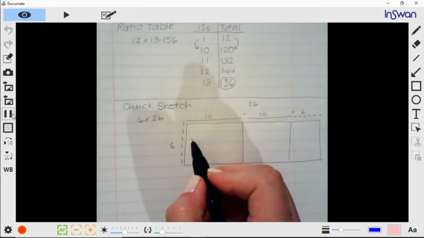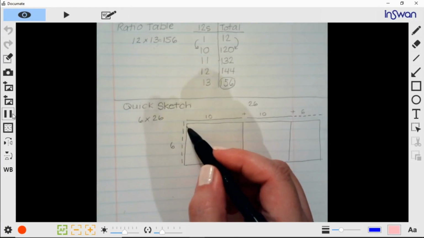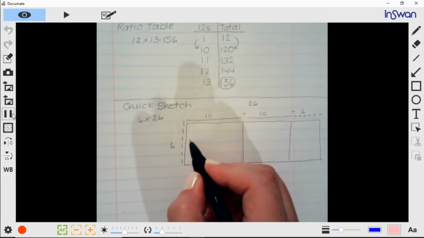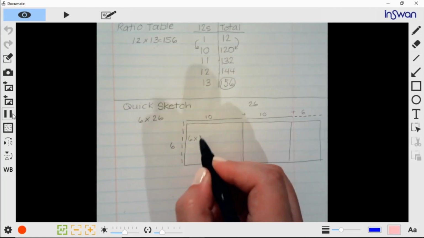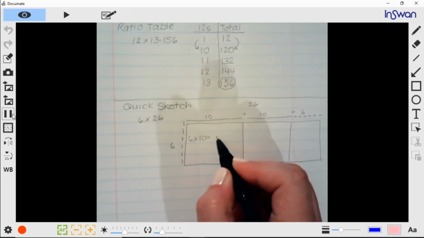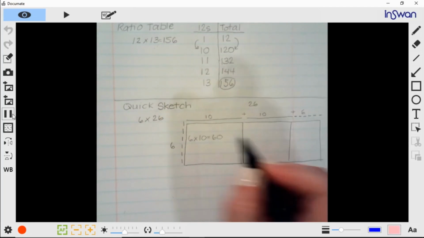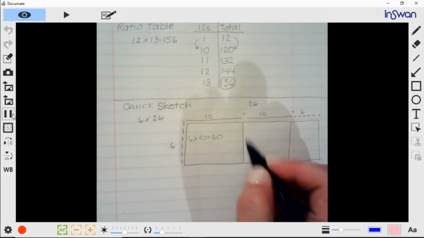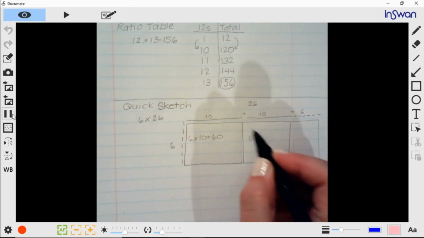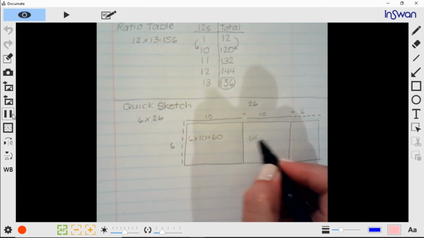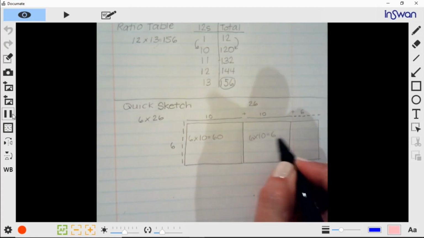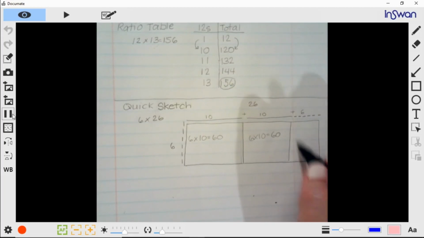So here, remember we're multiplying length times width. So 6 times 10 gives us 60. This is still 6, and this happens to still be 10. 6 times 10 is still 60, and this is still 6, but the top here is 6. Now we can count by our sixes.